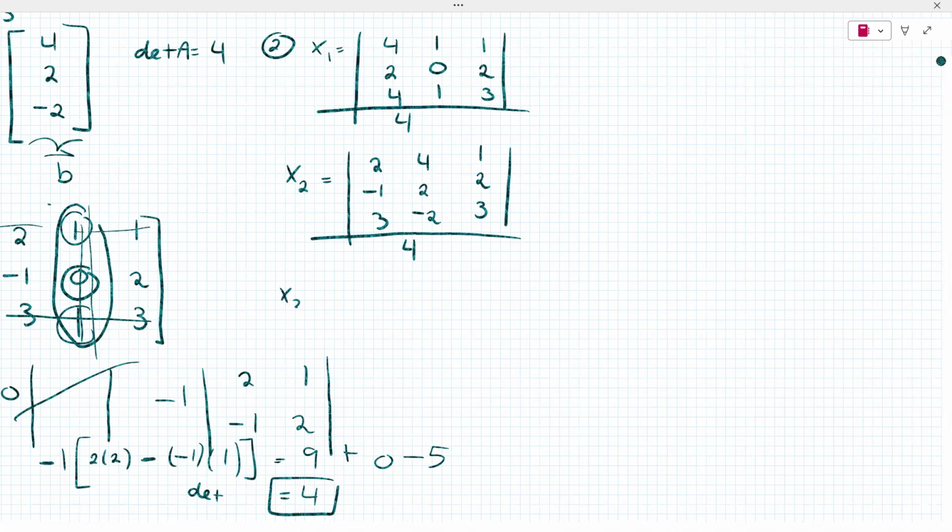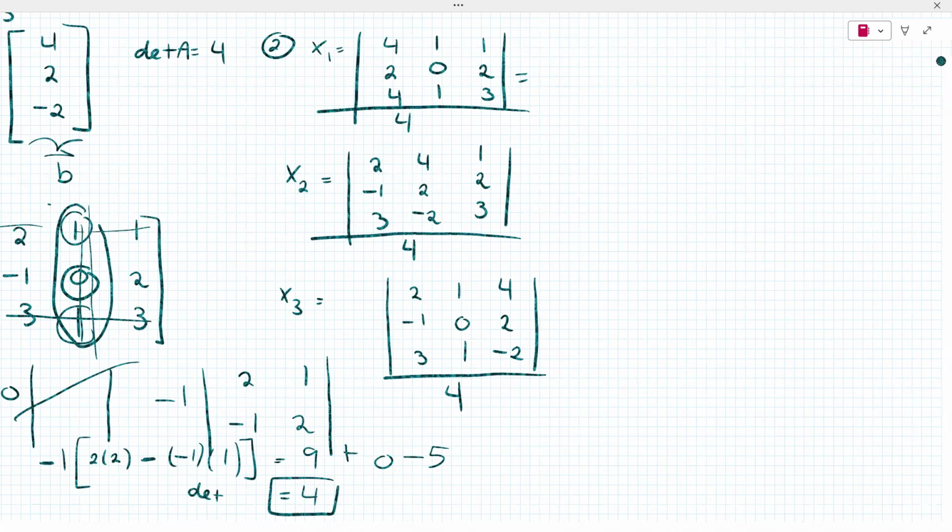And then lastly, let's find x3. So x1, x2 stays the same. So this is going to be 2, -1, 3, 1, 0, 1. And then you get 4, 2, -2, all over determinant of A, which is 4.